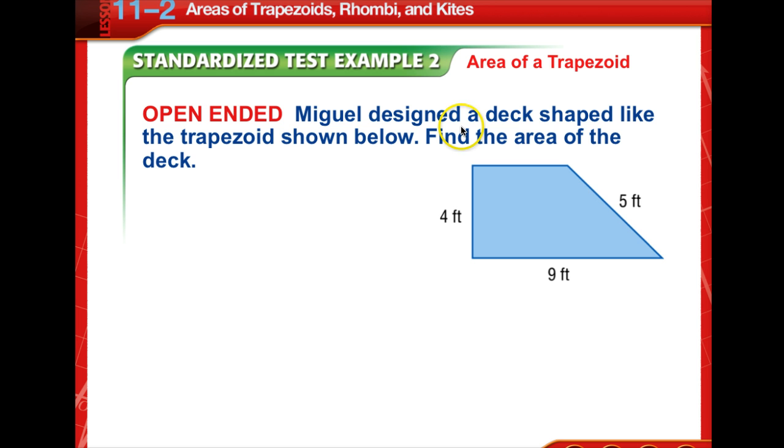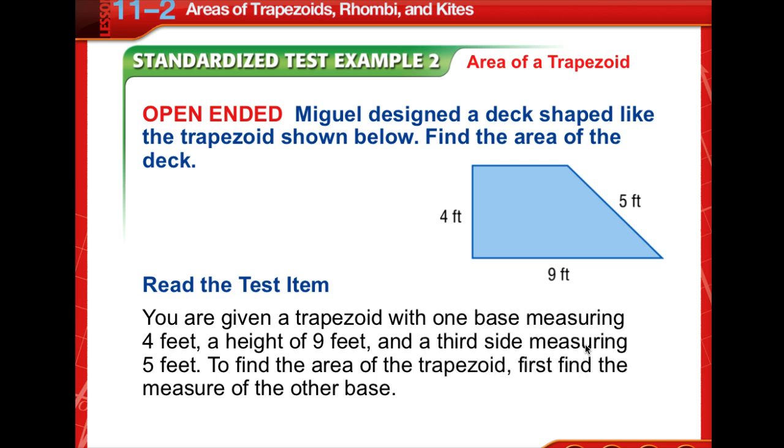Miguel designed a deck shaped like the trapezoid shown below. Find the area of the deck. You might want to make a drawing of this figure to make it easier as we solve the problem. So you're given a trapezoid. One base measures 4 feet. It has a height of 9 feet and a third side that measures 5 feet. And we're asked to find the area of the trapezoid. So first of all, we need to find the measure of this other base.